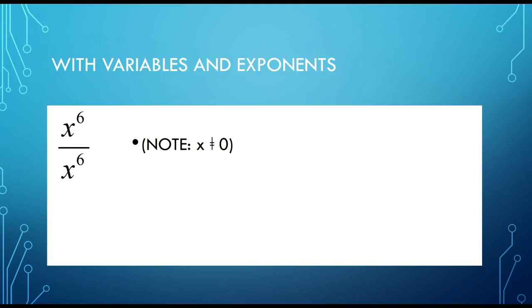And we're going to do something similar for x to the 6th over x to the 6th. You have the same thing over the same thing, in the numerator and in the denominator. That's just 1 over 1, which simplifies to 1.